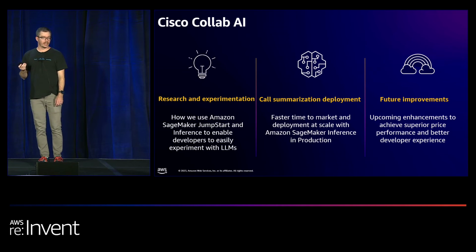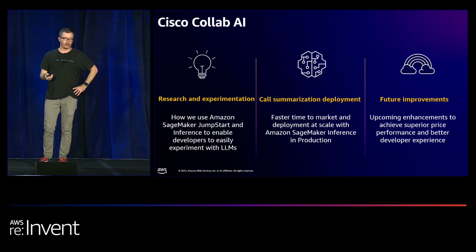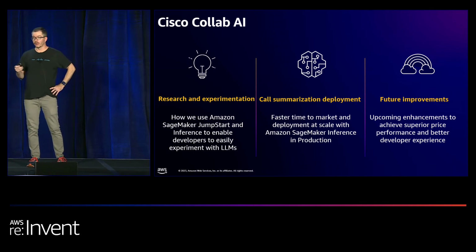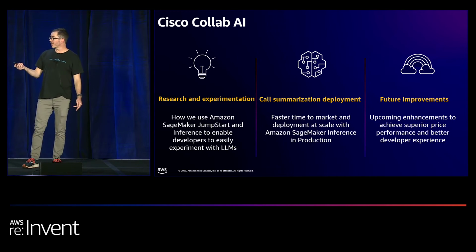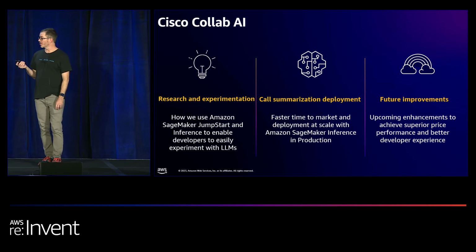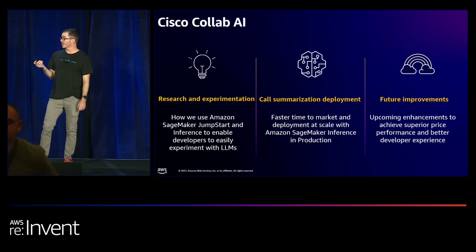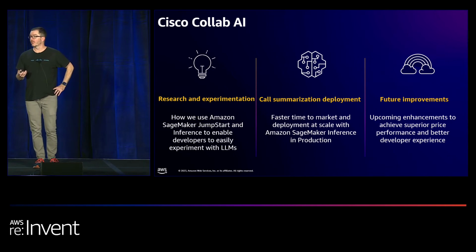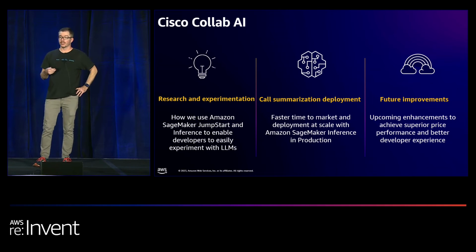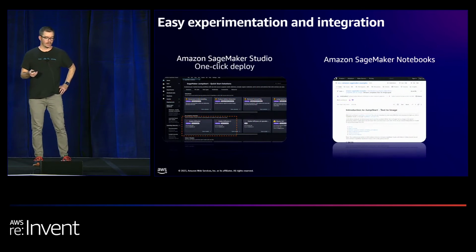So I'll talk a little bit about how we use the SageMaker platform to do research and experimentation, how we enable our developers to quickly iterate on new features, to try new models, to be able to evaluate them, to compare them. I'll talk a little bit about one specific use case we have worked on. This is a summarization of calls, from our contact center platform. And then I'll talk about future improvements that we can make to our services using a lot of what Rama and Vinky talked about in their segments of our presentation.